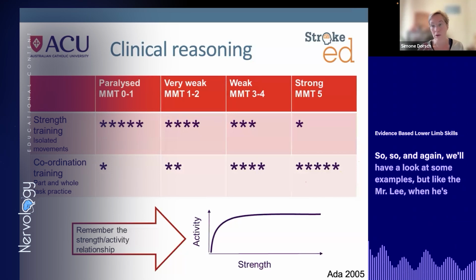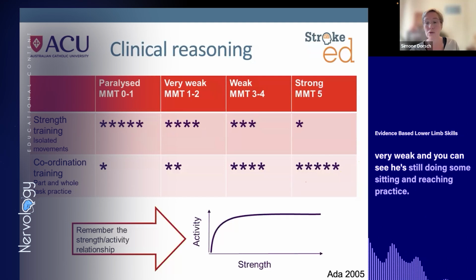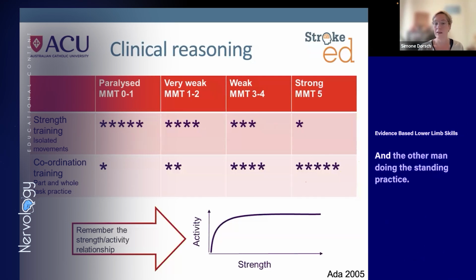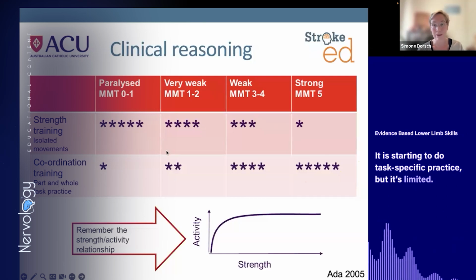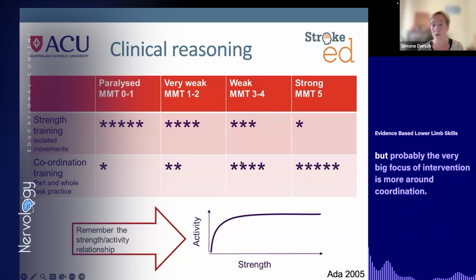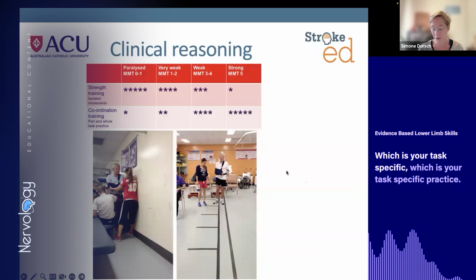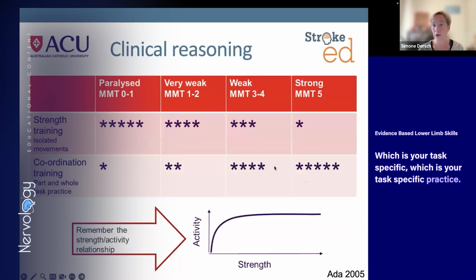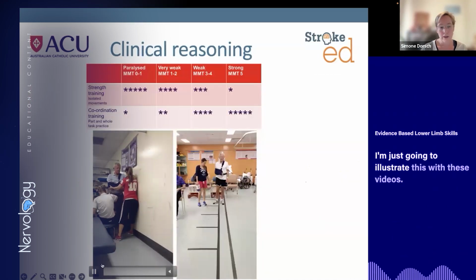And again, we'll have a look at some examples, like Mr. Lee, when he's very weak, and you can see he's still doing some sitting and reaching practice, and the other man doing the standing practice. It is starting to do task-specific practice, but it's limited. When people are grade 3 and 4, then again, you can still work on strength, but probably the very big focus of intervention is more around coordination, which is your task-specific practice. I'm just going to illustrate this with these videos.